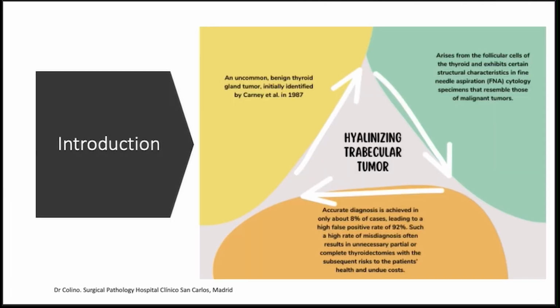Hyalinizing trabecular tumor is an uncommon benign thyroid gland tumor, initially identified by Carney et al. in 1987. These neoplasms arise from the follicular cells of the thyroid and exhibit certain structural characteristics in fine needle aspiration cytology specimens that resemble those of malignant tumors. These include similarities to papillary thyroid carcinoma, medullary thyroid carcinoma, and non-invasive follicular thyroid neoplasm with papillary-like nuclear features.